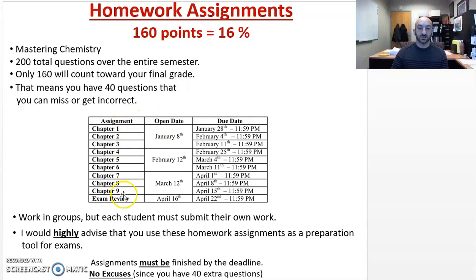As you see, we have different assignments. So we have chapters 1 through 9, and then lastly an exam review, which also includes chapter 10 problems. Okay, I open these early. Basically, after each exam, the next set will open, and the due dates are set. Okay, only thing that these due dates may change is I may give you extended time, but these are the minimum dates when those will be due. I don't accept late assignments, so you have to make sure you finish by the deadline. Okay, that's why you have 40 extra questions. So if you miss a problem or miss entire assignment, that's just going to count towards those 40 questions that you can miss.